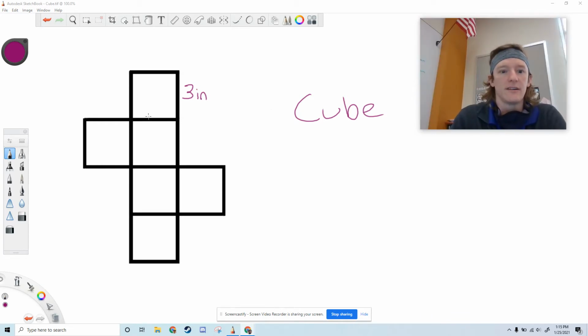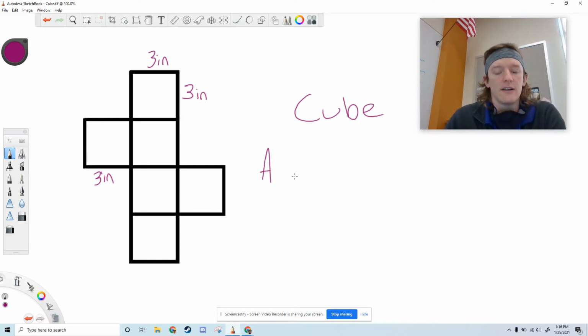A cube has 6 squares. If I had some dice with me, I could show you 1, 2, 3, 4, 5, 6. You know that. So there's 6 sides. Let's say that one side is 3 inches. Well, then we'd also know that this is 3 inches, and this is 3 inches, and all these are 3 inches. They're all 3 inches by 3 inches.